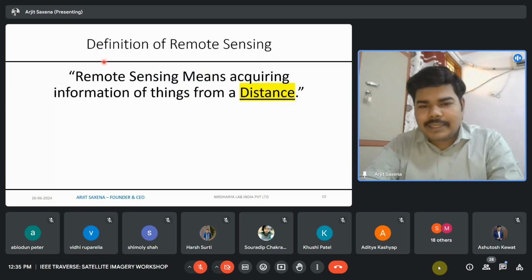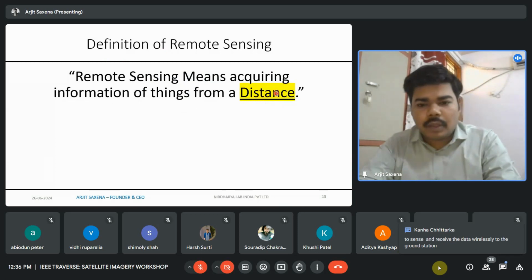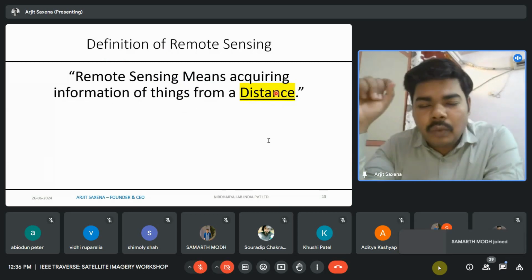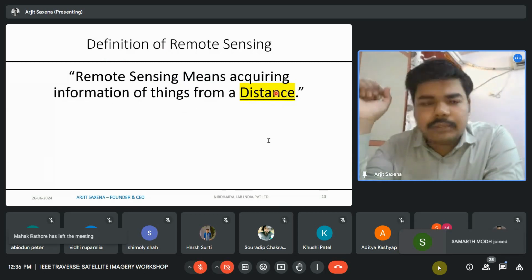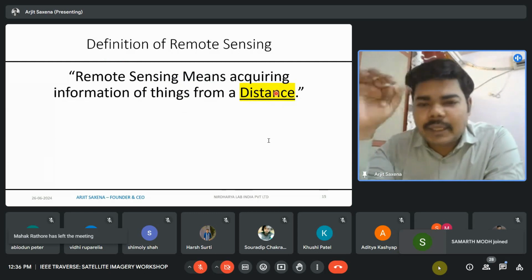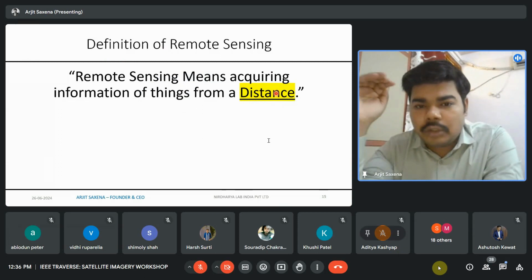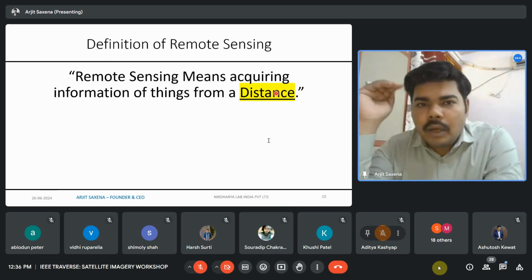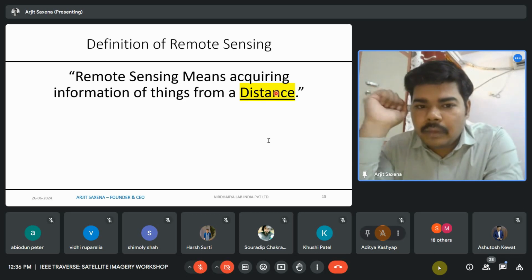So remote sensing is acquiring information of things from a distance. Now I told you I will discuss distance. Distance is defined when you have a particular application in your mind. Like agriculture, for a minute. In agriculture, you must be in the low Earth orbit. You should not go away from the low Earth orbit. Low Earth orbit means 400 to 500 kilometers of altitude.